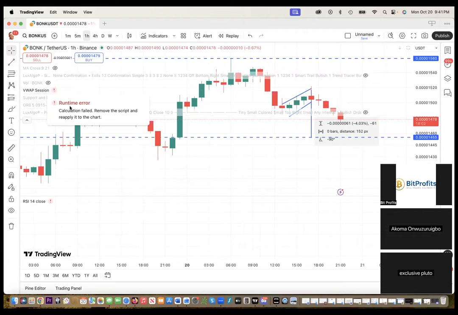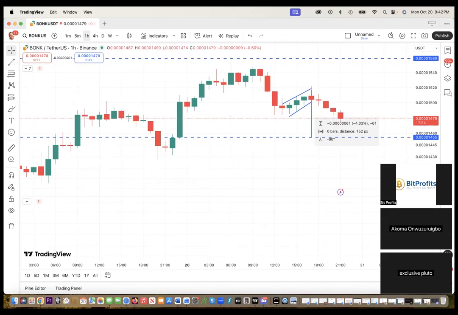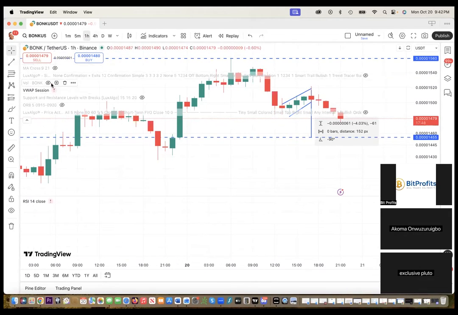Why is it saying error or something? Yeah, I can't refresh. I'm using the app, so I can't refresh. But VWAP is another indicator. I talk about that in the course. You might want to wait for that one, because I explain everything in the course.